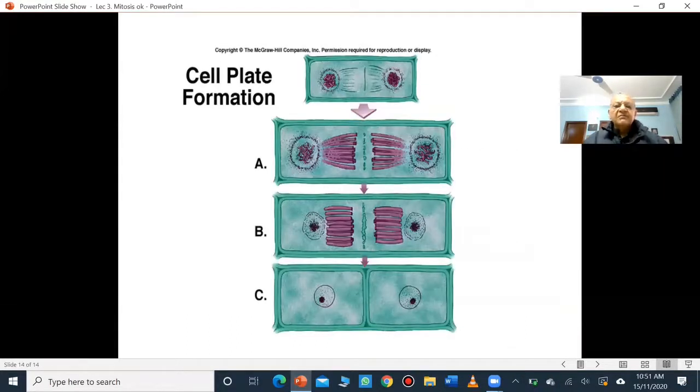This is a diagram that shows cytokinesis, the formation of the cell plate. So you can see the partition in the center. Later on, it will develop into the middle lamella, and after this, there will be formation of the primary wall. So this is the end of these slides. I will ask you to make diagrams yourself.